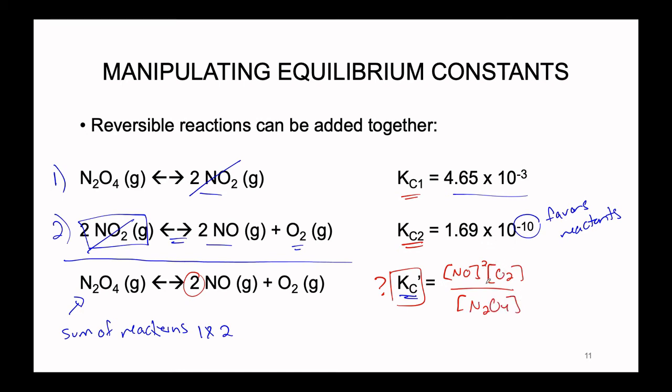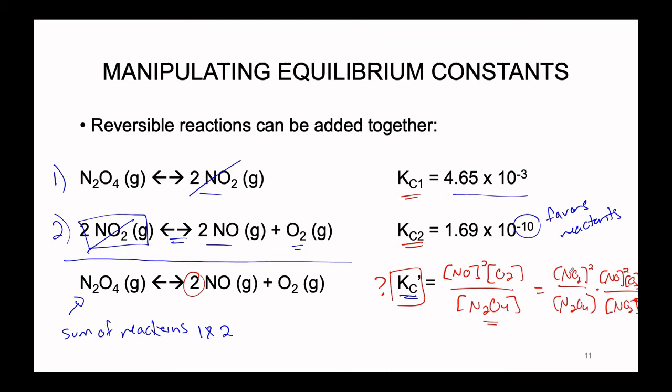Well, what we can see here is this is actually a combination of the previous two equilibria. In other words, this is equal to our first equilibrium, where the product, NO2 squared, is divided by the reactant, N2O4, multiplied by the second reaction's equilibrium expression, where the nitrogen monoxide squared and our oxygen gas are in the numerator, all divided by this NO2 squared.